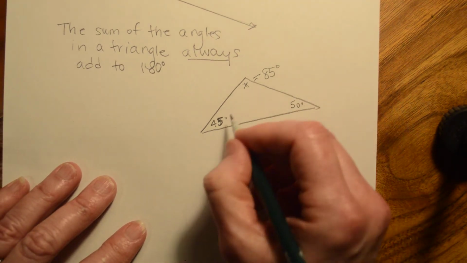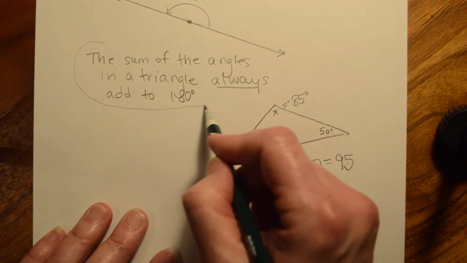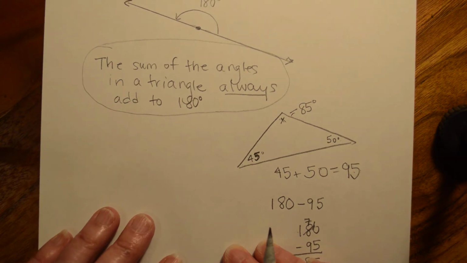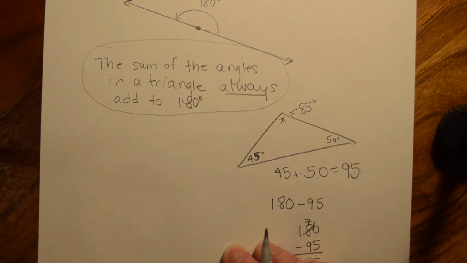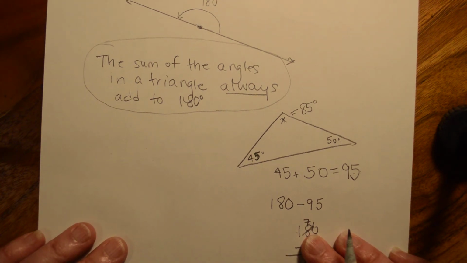All right, so they'll give you 2 and they'll ask you to find the third one. And again, this is really important right here. The sum of the angles in a triangle always add up to 180. Not just sometimes, not if it's right, not if it's Tuesday, not if it's isosceles. It always, no matter what kind of triangle you're given, they always add up to 180.